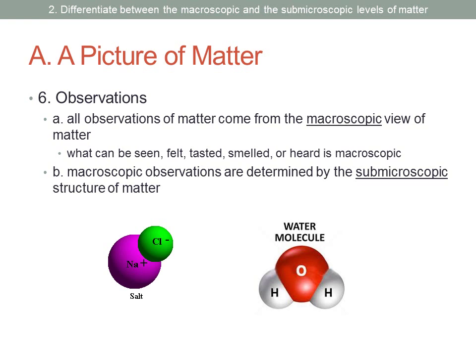When we were looking at the pictures earlier of salt and water, we can't observe these directly. We can't look at a molecule of salt or water and see these. It's too small for the human eye to see. It's even too small for the most powerful microscopes to see directly. However, we can infer them from our macroscopic view by knowing what we see and feel and hear and taste and smell. We can decipher what these submicroscopic structures are. And it is those submicroscopic structures that determine our observations.